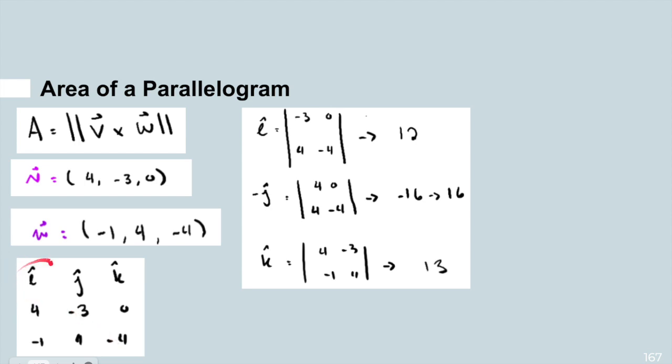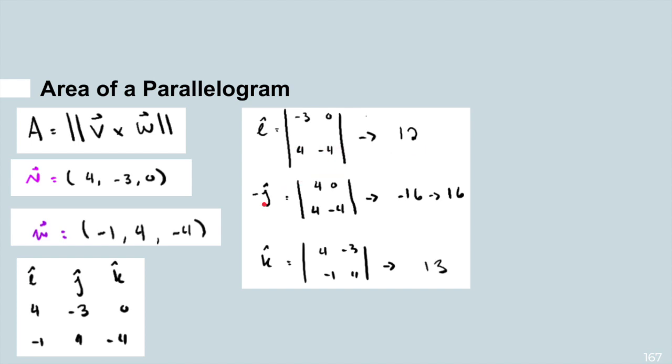And to find out what the value of i is, we are going to cross out its column, cross out its row, and take the determinant of what's left over. So in this case, the determinant of minus 3, 0, 4, minus 4, which is equal to negative 3 times negative 4, which is 12, minus 4 times 0. So my value of i hat is equal to 12.